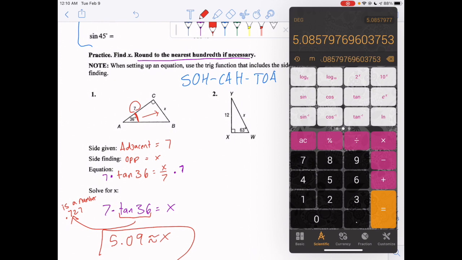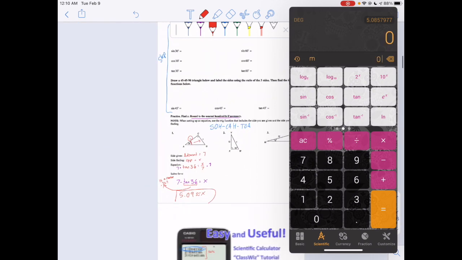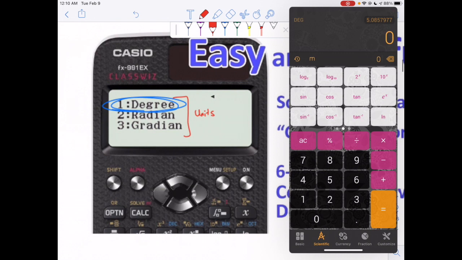A couple things here. I want to talk about the calculators real quick. On your calculators, there's 3 different modes. These modes are basically like units. There's degrees, radians, gradians. Think of these units as in like, pretend you had inches, feet, miles, yards. So in regards to the math world itself, there's different units for different things: degrees, radians, gradians. For our class specifically, we'll be dealing with degrees.